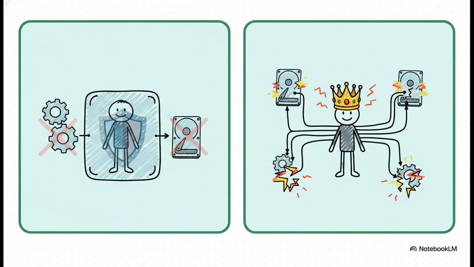Okay, so on one side, you've got user mode. Think of this as a safe little sandbox. It's where all your apps live, and they have very limited access to the computer's hardware. If an app crashes in here, no big deal. The mess is contained.